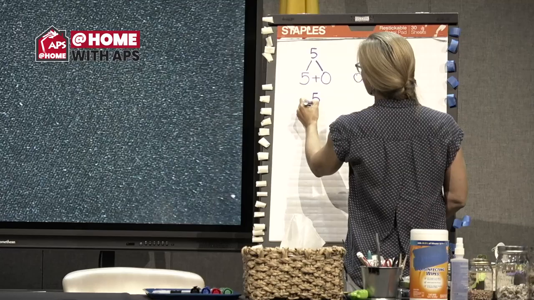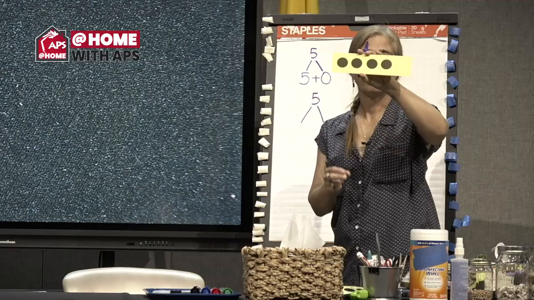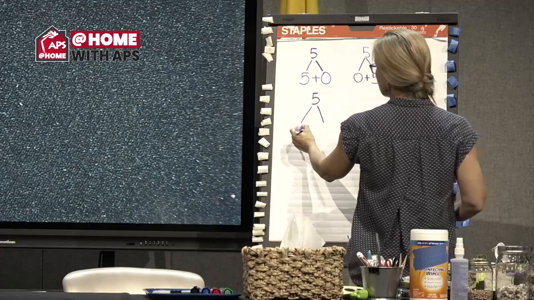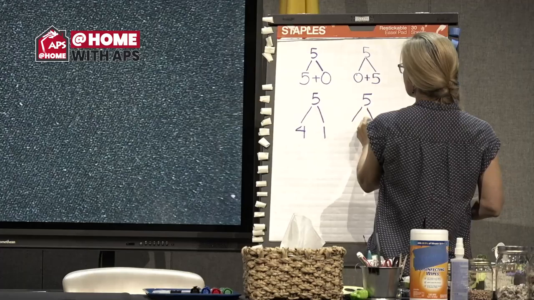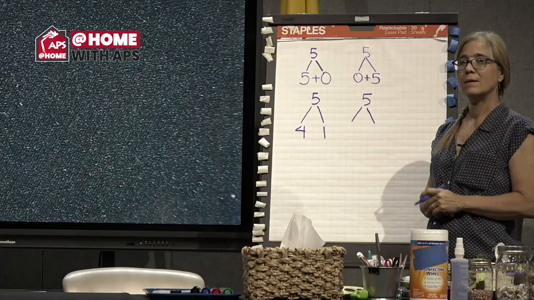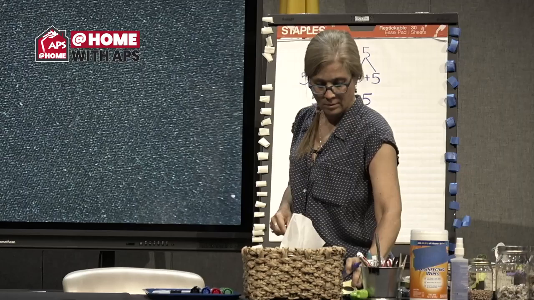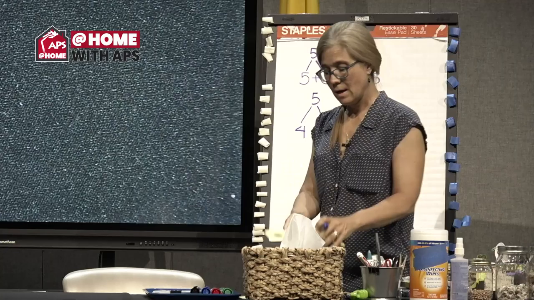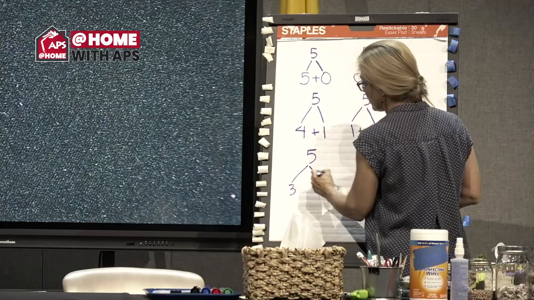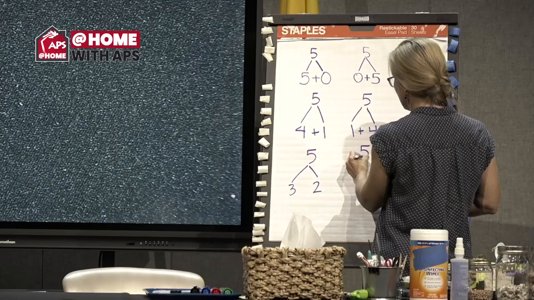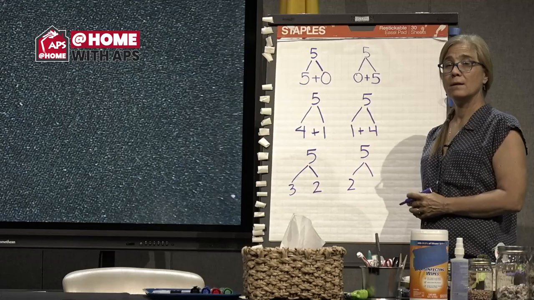If I have four dots on my frame, there's one empty box. So what would the opposite of that be? If I had one dot, how many would I need? Four, that's right. If we have one dot, we need four. There's kind of a pattern here, isn't there? What if I had three dots? How many would I need to make five? Two, that's right. And then I can flip those around and get the other combination. If I have two, then I would need three. You're right again, catching on to this.